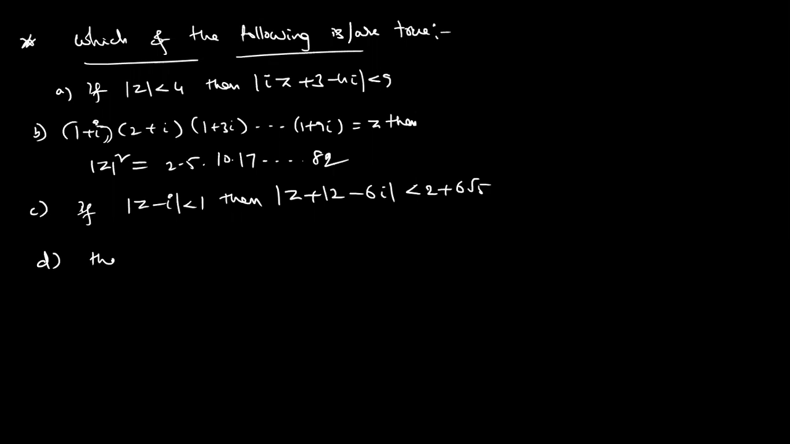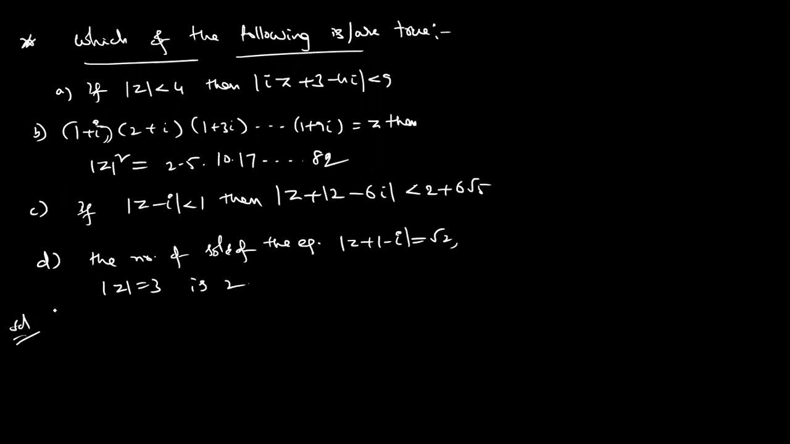D. The number of solutions of the equation z plus 1 minus i is equal to root 2, mod z is equal to 3, is true. That is the question. Which of the following are true?